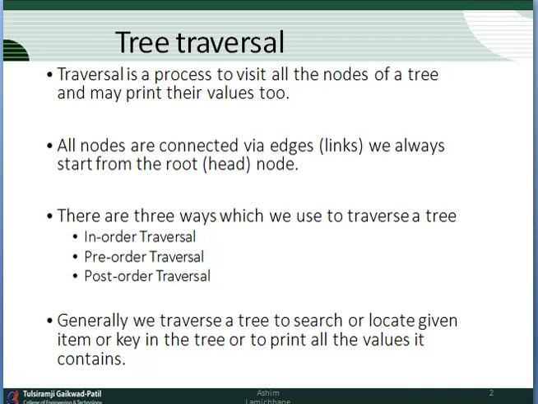Traversal is a process to visit all the nodes of a tree and may print their values. All the nodes are connected via edges. We always start from the root node, as I already mentioned. There are three different ways to traverse a tree: in-order traversal, pre-order traversal, and post-order traversal. Generally we traverse the tree to search or locate a given element in the tree or to print the values it contains.